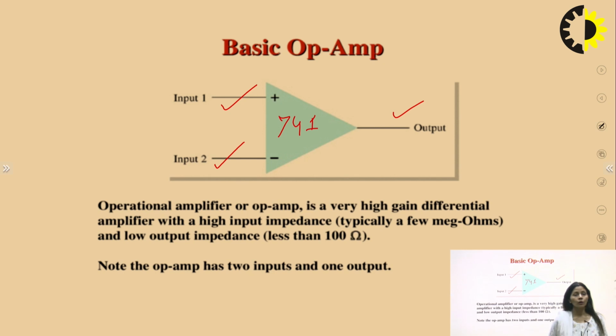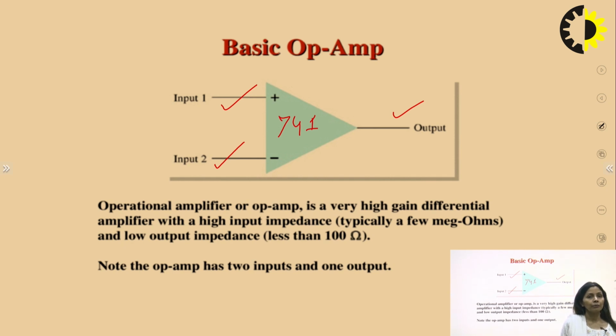If you give input to the inverting terminal, it will change the phase of the input waveform by 180 degrees, right? And if you are giving input to the non-inverting terminal, it will not change the phase of the output waveform, right? So this is how the inverting and non-inverting terminals are working.